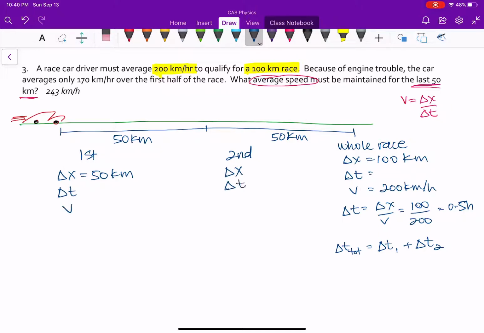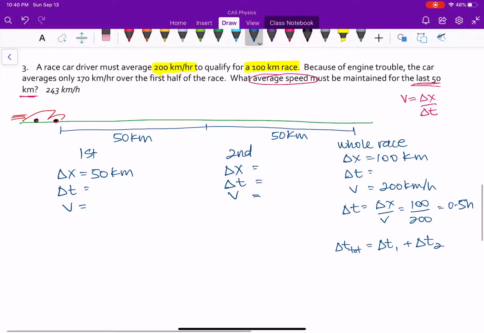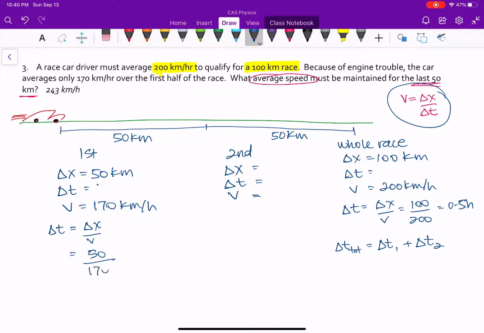Just list my variables and figure out which of these do I know, and which of these do I not know. So the question tells us that for the first half, it only averages 170 kilometers per hour. Okay, so if you've got a three variable formula like this, and you know two of the variables, you can always find the third one. So delta t is just equal to delta x over v, which equals 50 divided by 170.